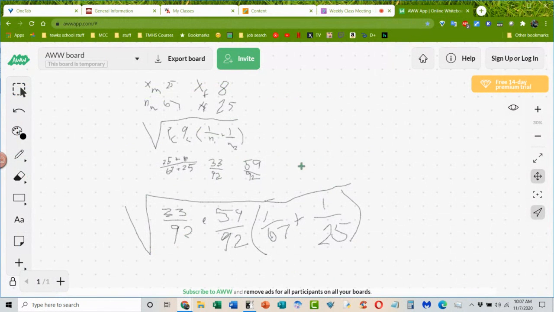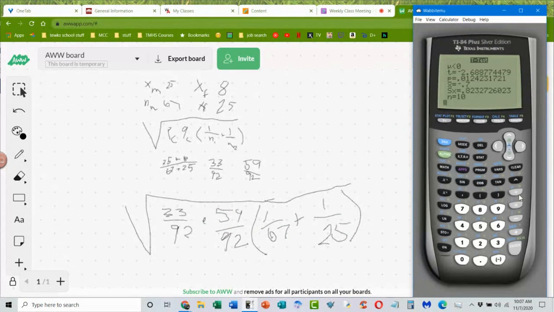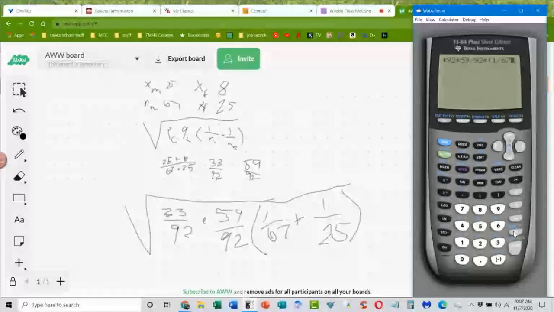And then I take the square root of it. So it's this big, ugly formula that I have to deal with. All right. And so on my calculator, I'm going to do this in parts. I'm going to do the stuff inside the square root first. So I have 33 divided by 92, times 59 divided by 92, times, with parentheses, 1/67 plus 1/25, and I'm going to close that parenthesis. This is the inside information.